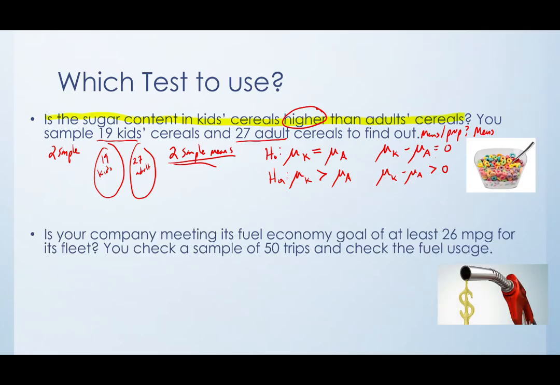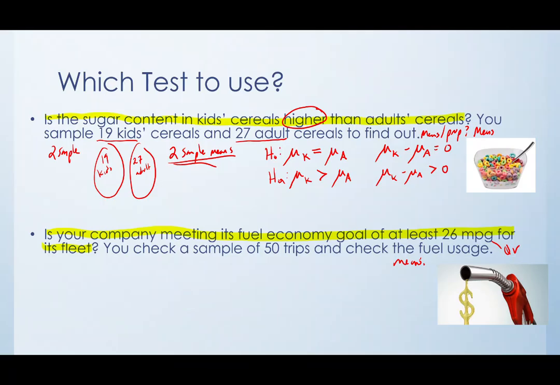Is your company meeting its fuel economy goal of at least 26 miles per gallon for its fleet? You check a sample of 50 trips and check the fuel mileage. Okay, so first off, we've identified the question in here. That's going to help us with the null and the alternate. So we're going to say means or proportions. And here, we're talking miles per gallon, so this is a quantitative variable. So this is going to be means.